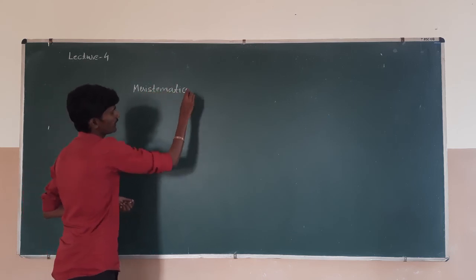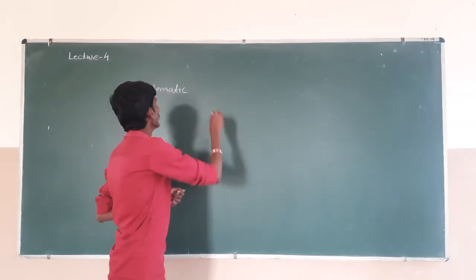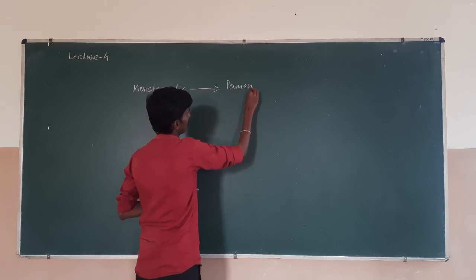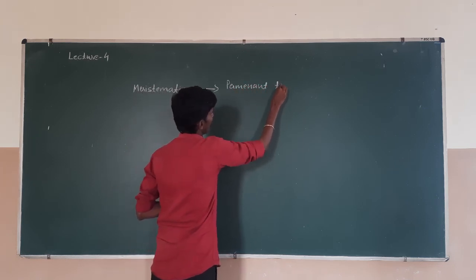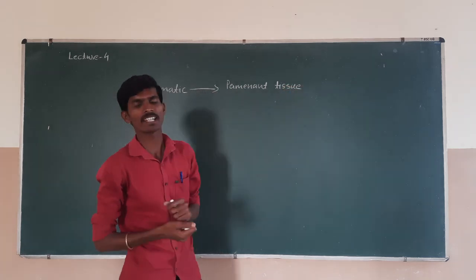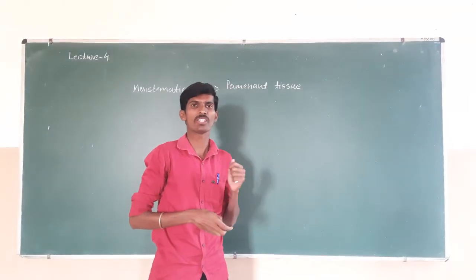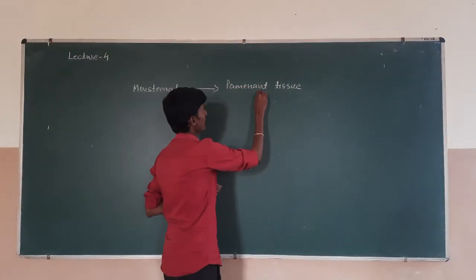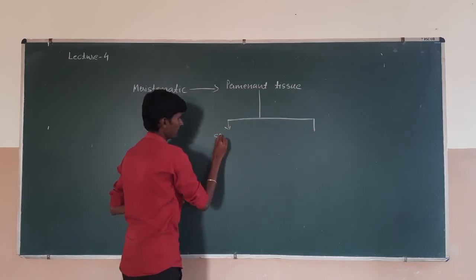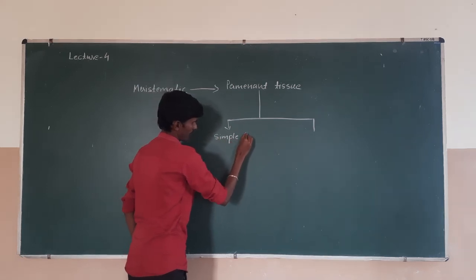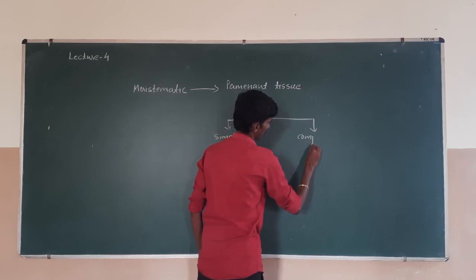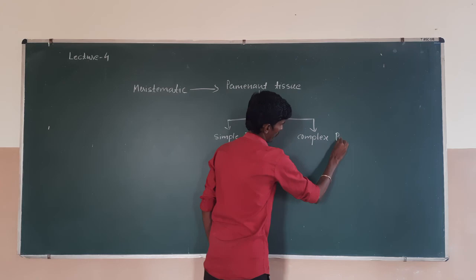The first one is the meristematic tissue. This meristematic tissue undergoes differentiation and forms a permanent tissue. Permanent tissue means it gets a permanent shape, size and function. The permanent tissues are further divided into two types: one is the simple permanent tissue, and another one is the complex permanent tissue.